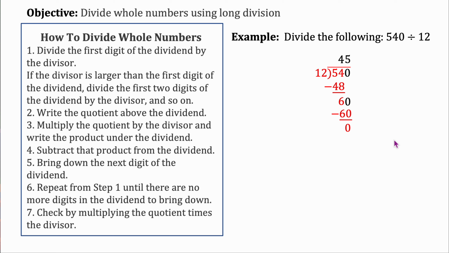Now again, we can check it. 45 times 12 is exactly 540. And so that is a great way to check your work. So that is a little bit about dividing whole numbers using long division.